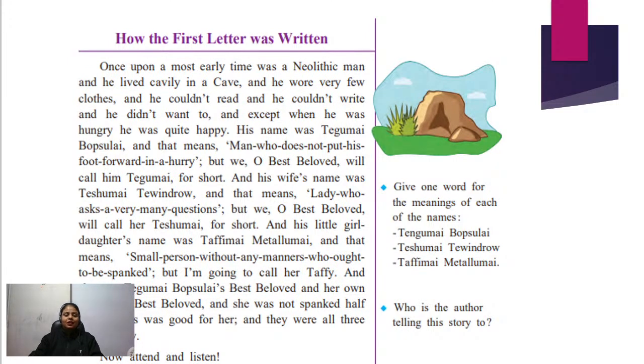So, let us begin how the first letter was written. Once upon an early time. First of all, let me tell you that the story is funny. The story is about the Neolithic age when man used to live in a cave. That time, people used to wear very few clothes. They couldn't read, they couldn't write. And here the story is about Tegumai Bopuslai, and that means man who does not put his foot forward in a hurry. And Tegumai is the short name. And his wife, whose name was Teshumai Tewindrow, and that means the lady who asked many questions.